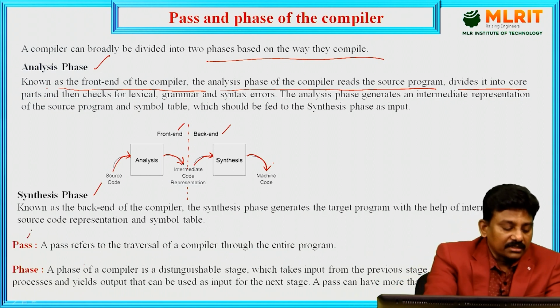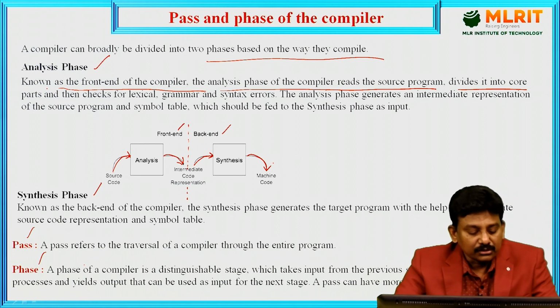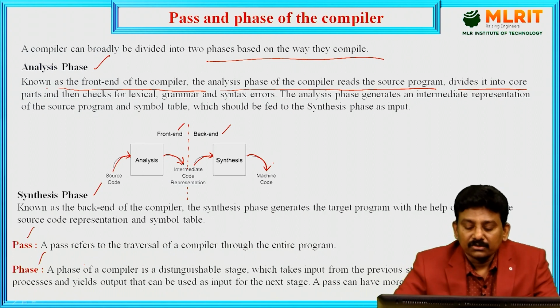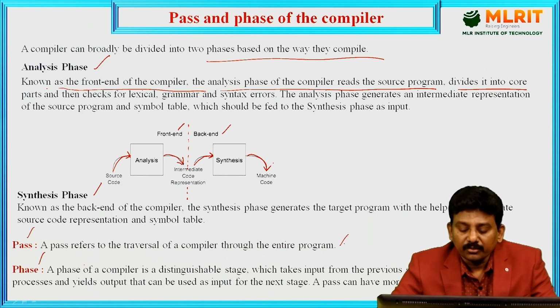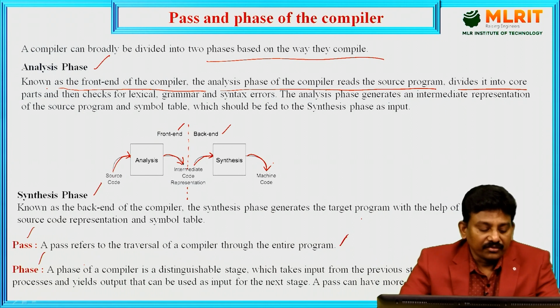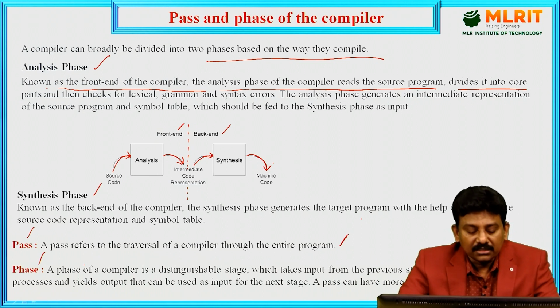Next, pass and phase. A pass refers to the traversal of a compiler through the entire program. So if you traverse the entire program once, that is called one pass. A phase of a compiler is a distinguishable stage which takes input from the previous stage, processes it and yields output that can be used as input for the next stage. A pass can have more than one phase.